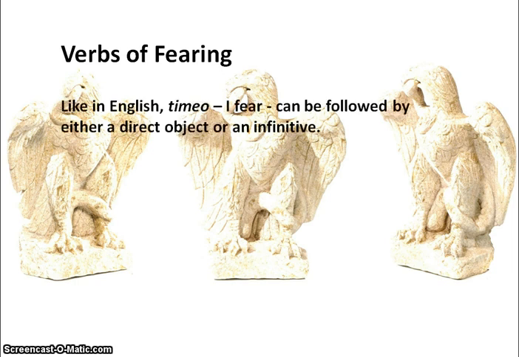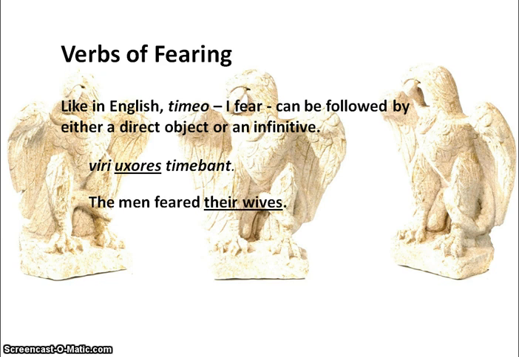Now, like in English, timeo can be followed by either a direct object or an infinitive. For example, we've got viri uxores timebant here. The men feared their wives, the men were afraid of their wives. Here, uxores is accusative, it is simply the direct object of timebant. The men were afraid of their wives.